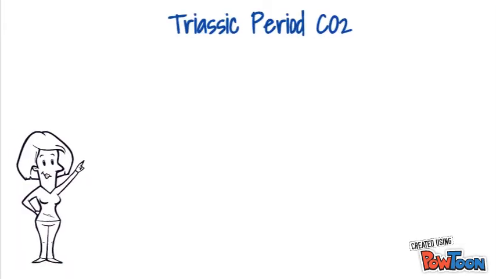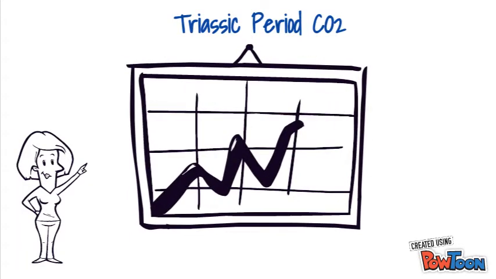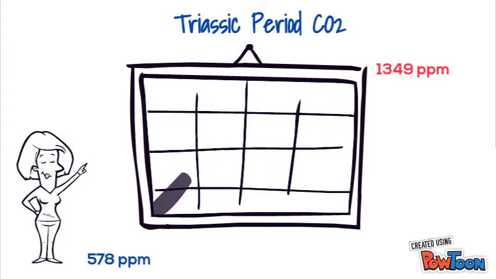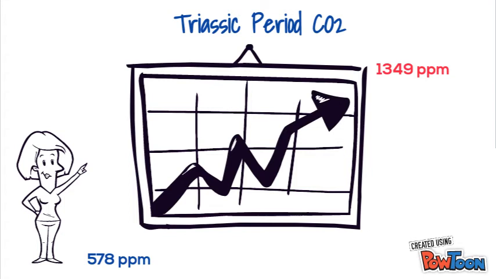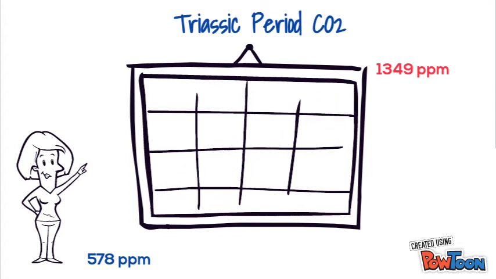At the beginning of the Triassic period, the carbon dioxide levels were 578 parts per million, but by the end of the Triassic period, the parts per million had increased to 1,349.